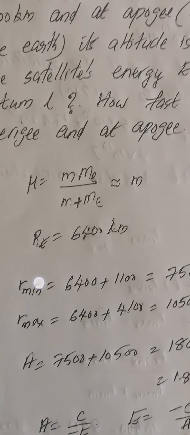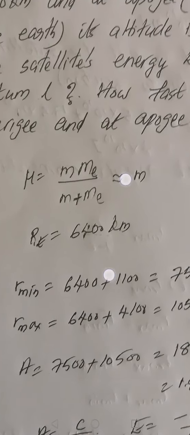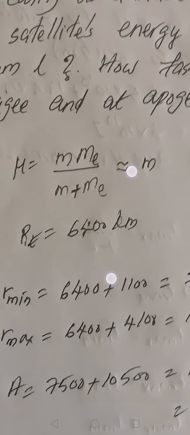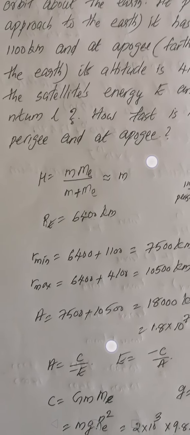Mu is the mass of satellite m into me divided by m plus me. m is the mass of satellite, me is the mass of earth. See here in the denominator, the mass of satellite is very small compared to the mass of earth. Therefore m plus me is approximately equal to me. So this me and this me cancel. So mu is approximately equal to the mass of satellite. And the radius of earth is 6400 kilometer roughly. So what is r minimum?